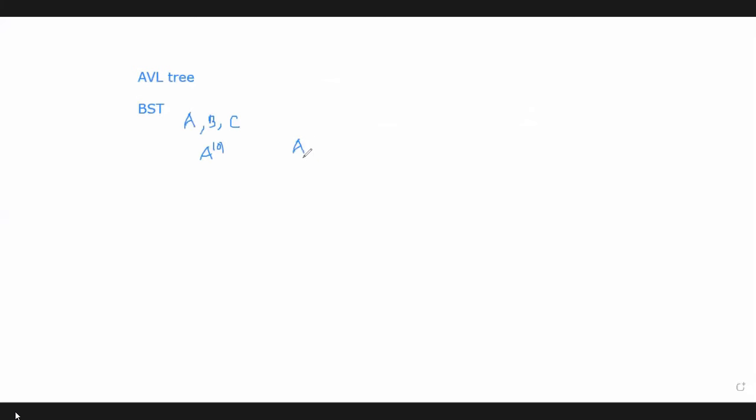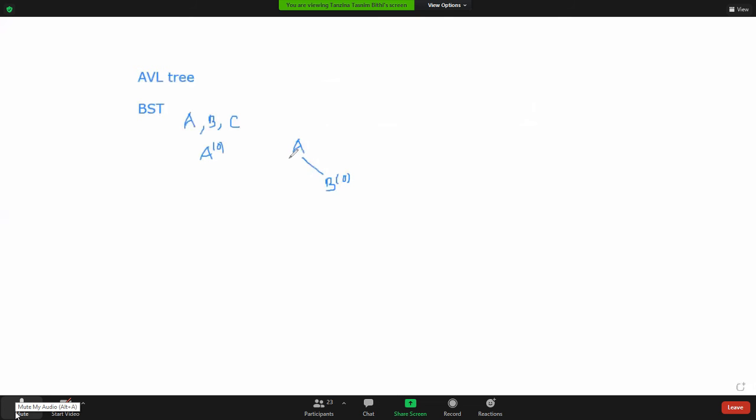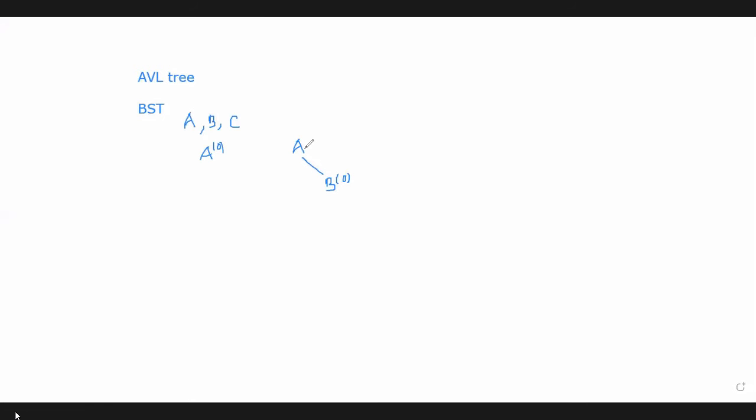Why will we insert B in the right subtree? Because B is greater than A. After inserting the node, again calculate the balance factor for all the nodes. B is a leaf node, that means it doesn't have any left child or right child, so its balance factor is 0. But what about the root node? A has no left child, but it has a right child. The height of the left subtree is 0, but the height of the right subtree is 1. So 0 minus 1 equals minus 1.